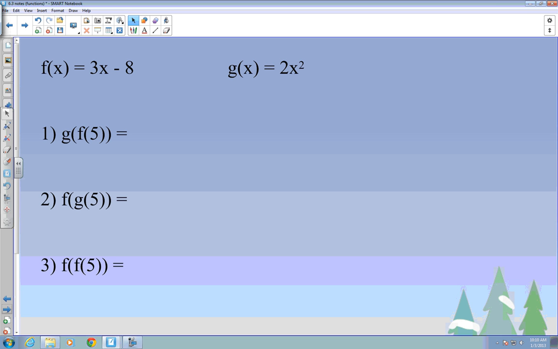So we're going to play with these just a little bit more before we quit. So write down at the top of your page, f of x equals 3x minus 8. G of x equals 2x squared. So I want you to evaluate, and I want you to go ahead and do this. G of f of 5. First thing you're going to do, find f of 5. Do the inside part first. Substitute the 5 in up there. Then you do the outside. So the inside first.